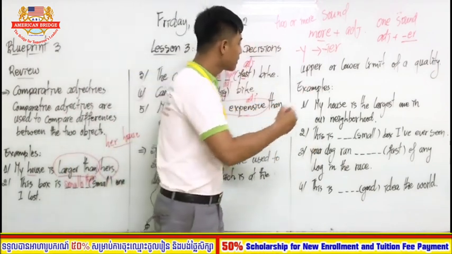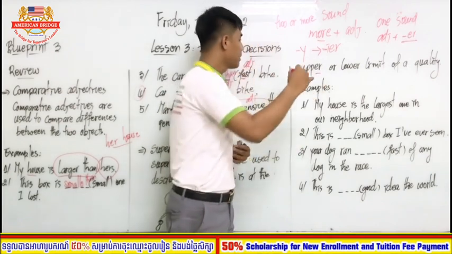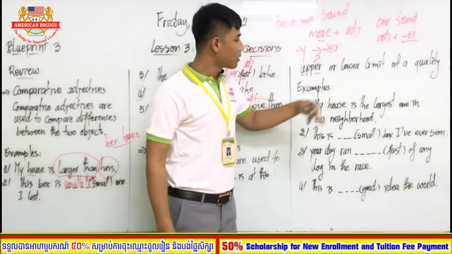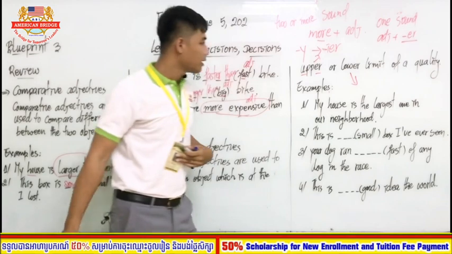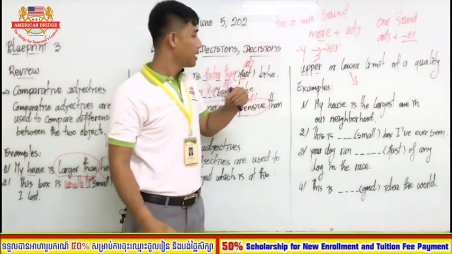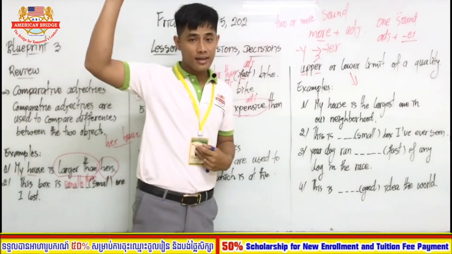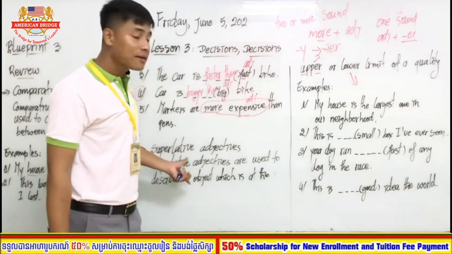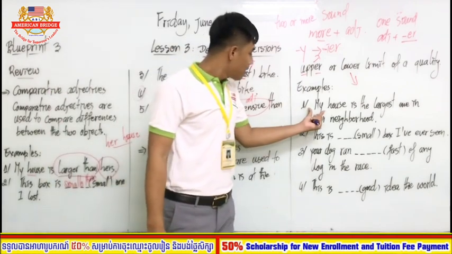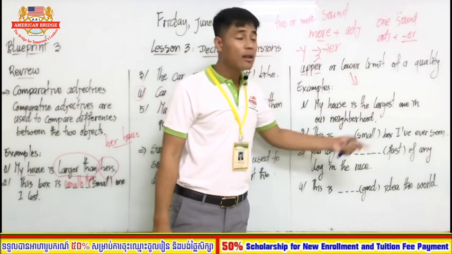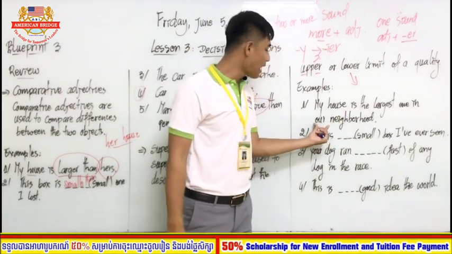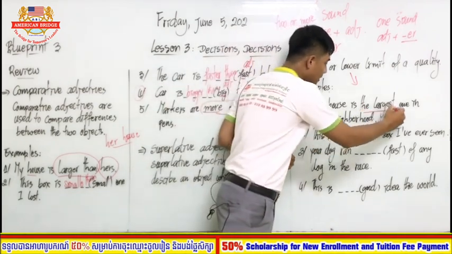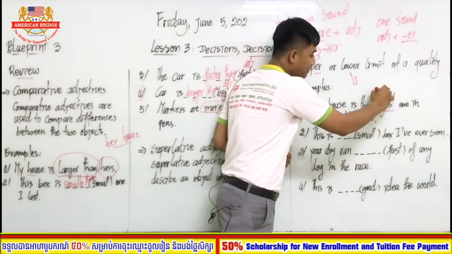Let me explain to you. Super means higher, very high, and lower means down, very low. Okay, everyone, let's see the example to be clear about the definition. Number 1: My house is the largest. It's the largest one in our neighborhood. See, we add the and an adjective.